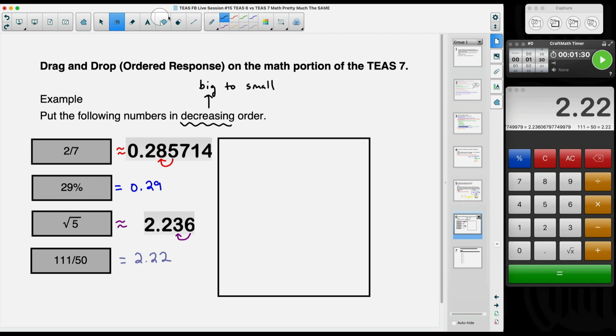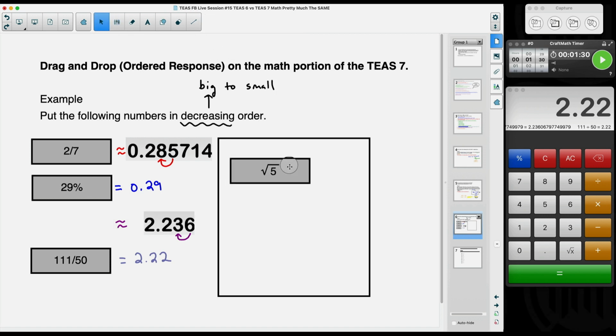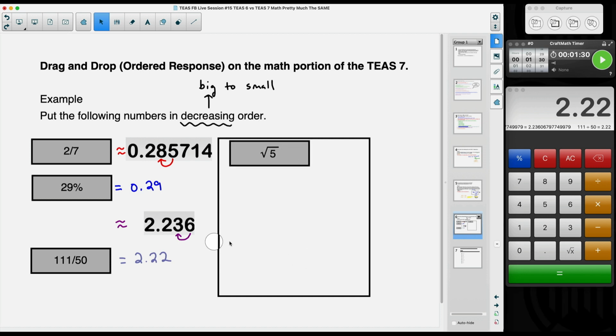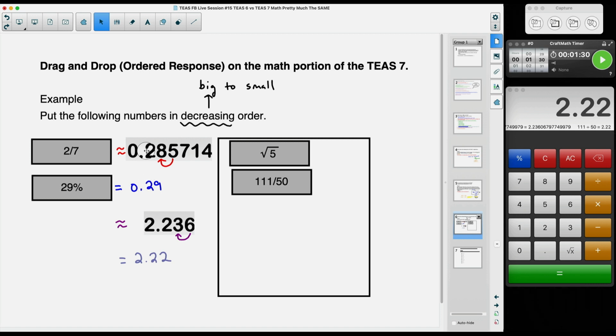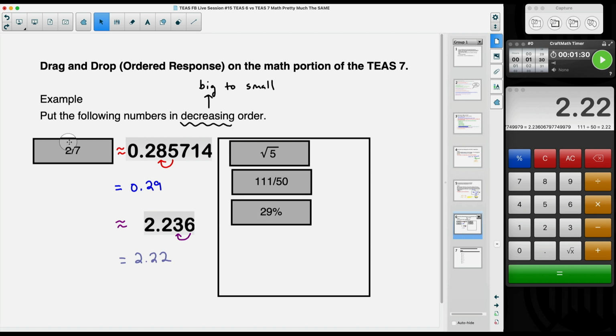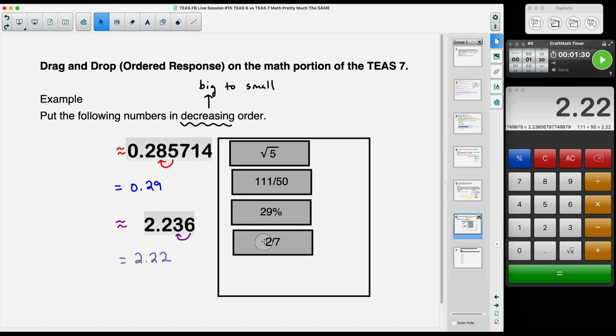So which one's the most amount of money up here? The square root of 5. That would be the first one you drag over. Then we had this $2.22. And then be careful here. The 2/7 is not quite 29 cents, y'all. It's just a hair beneath 29 cents. Sure, it rounds to 29 cents, but it's still not quite there. 29% would be here, and then our smallest value would be 2/7.